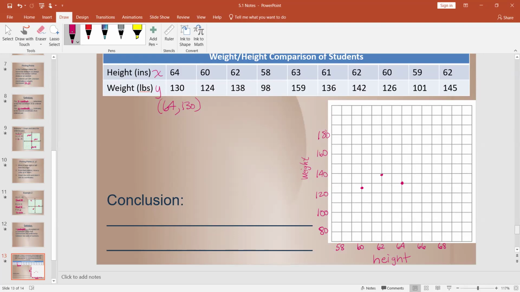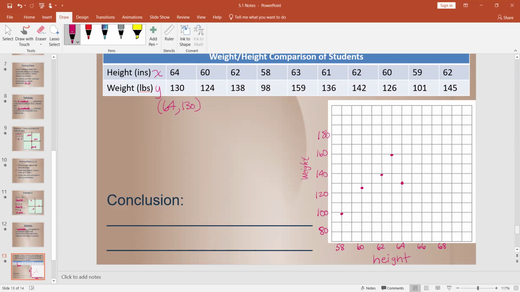Where are we? Back to 58 and then 98. So almost 100. So for 58, I'm going to go to 100 and then come down just a little underneath it. 63. So right here between 62 and 64, and then up to 160, and then just a little underneath it, is the 159.